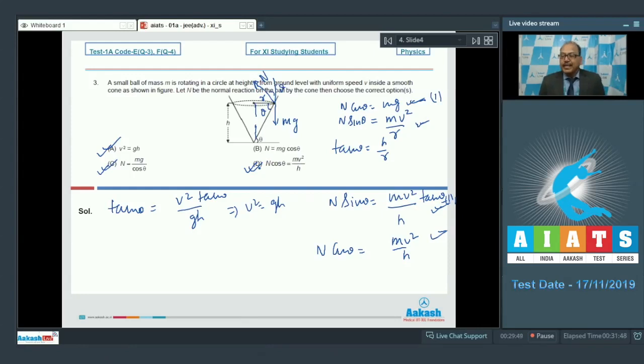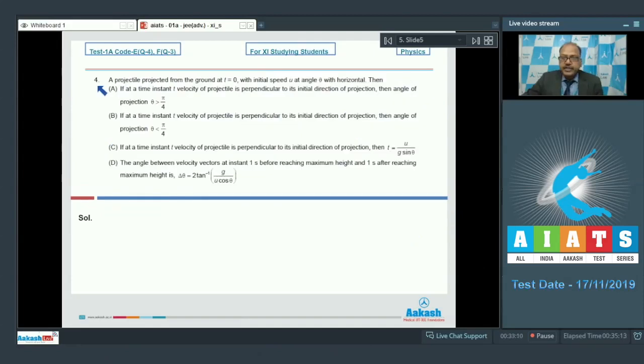Let's now go to the next question. Question 4 says, a projectile projected from the ground at t equal to 0 with initial speed u at angle theta with horizontal. Then option A says, if at time instant t velocity of projectile is perpendicular to its initial direction of projection, then angle of projection theta is greater than pi by 4.